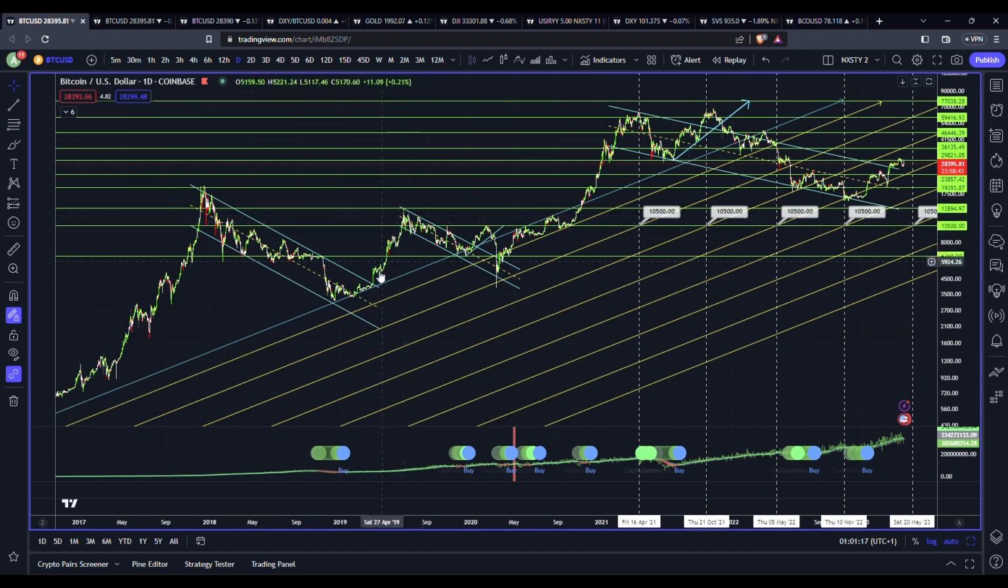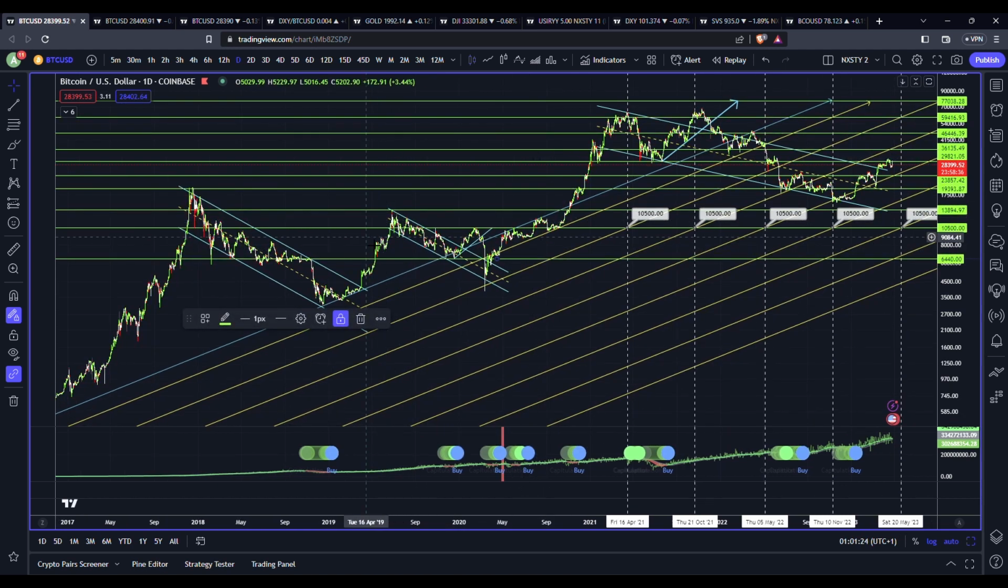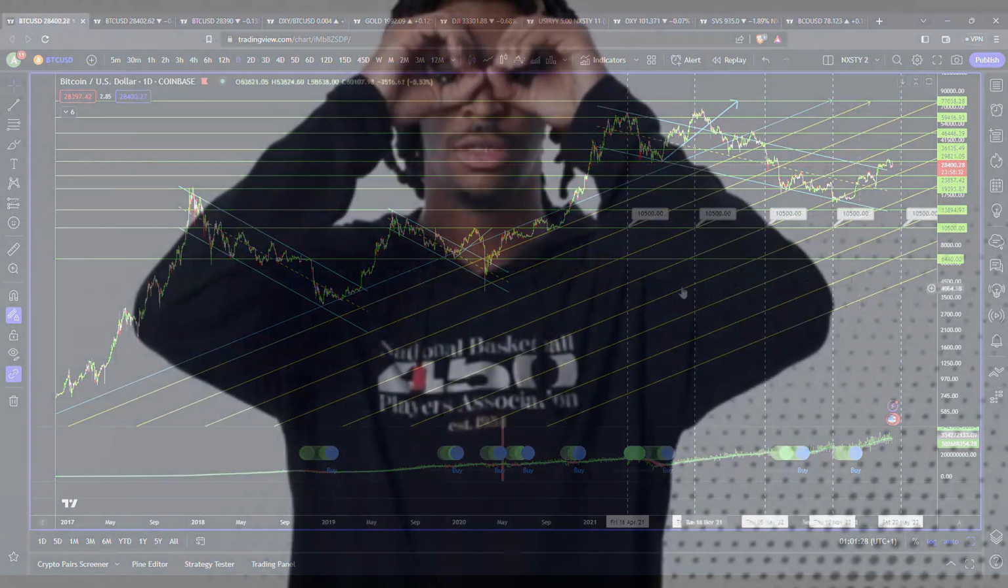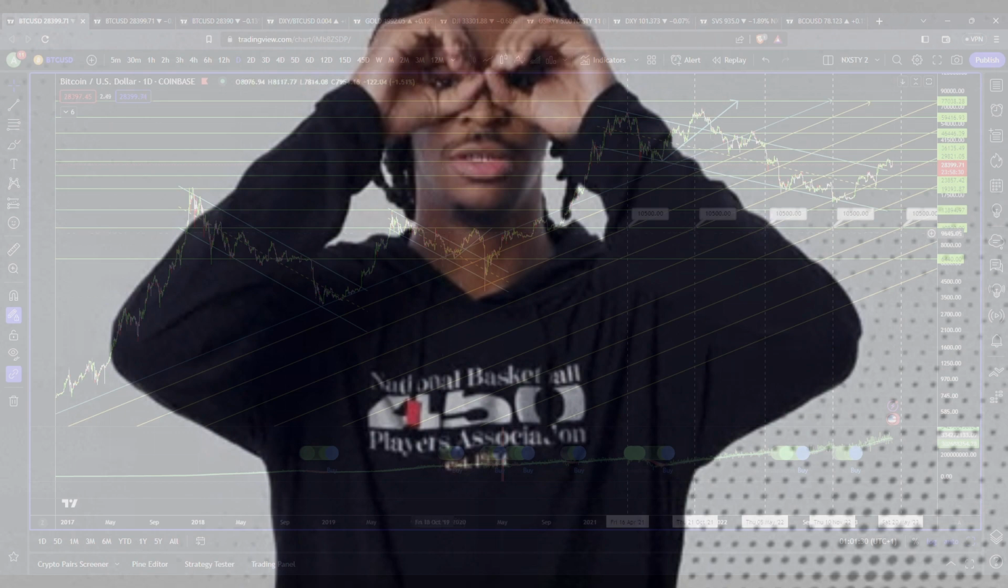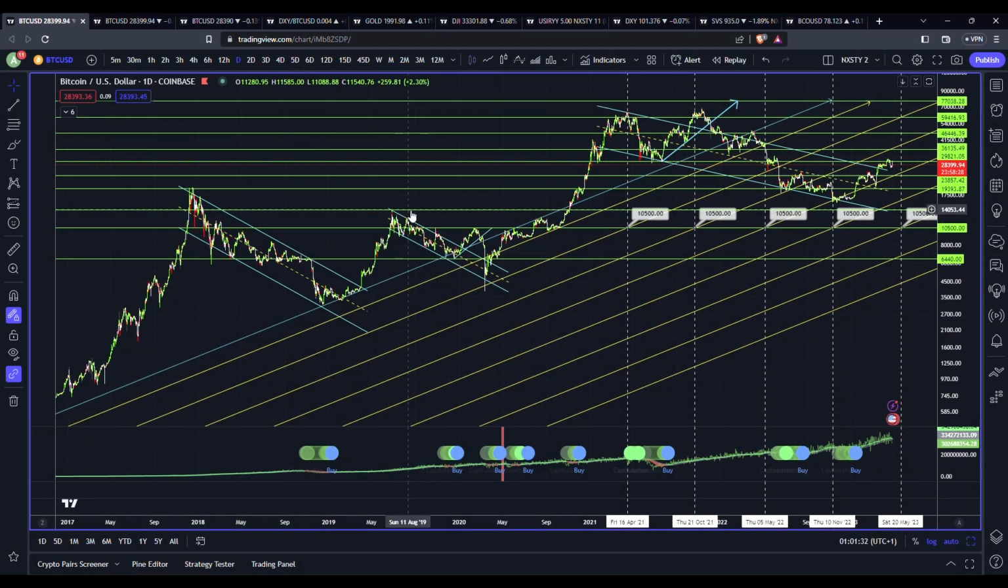we saw a mini rally which ended at around 13,894.97 to be exact, which is our main Fibonacci level to actually start the 2020 bull market.